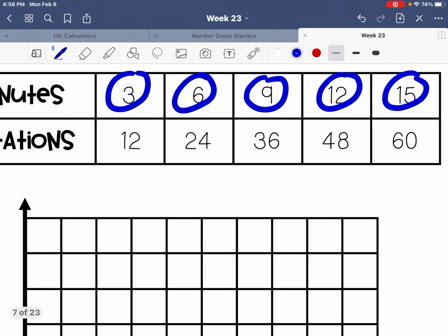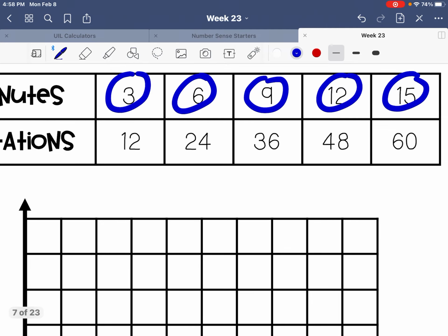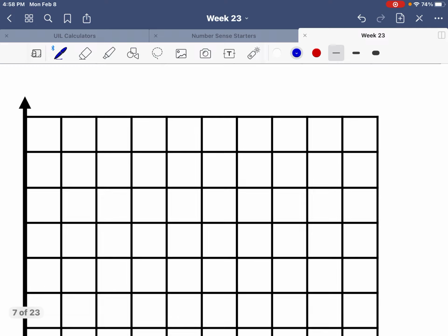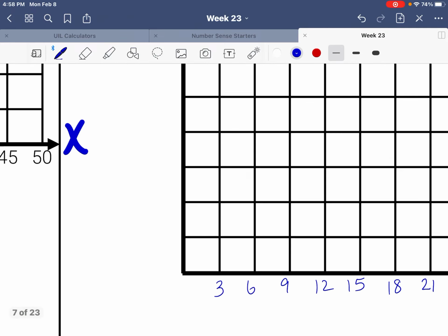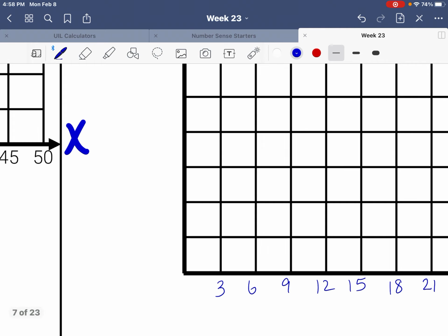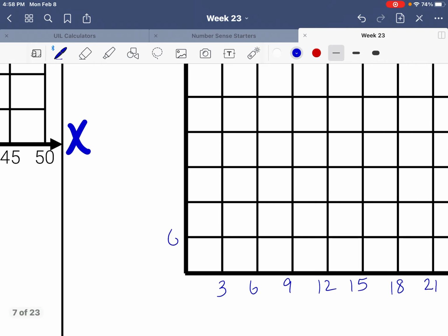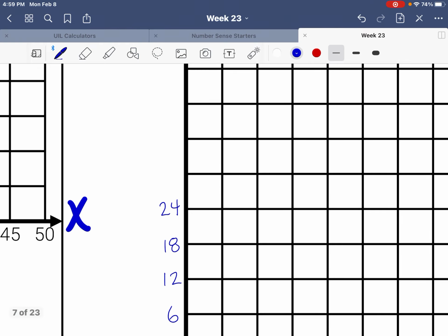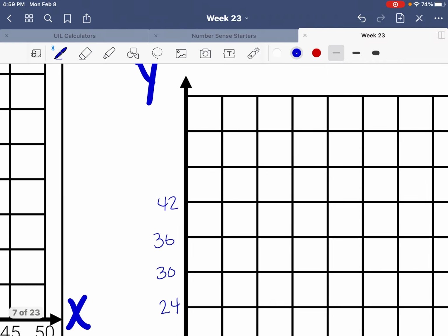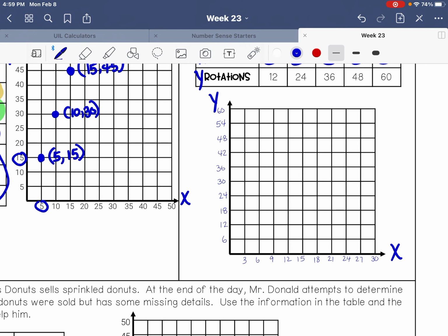The vertical numbers, the y's, are going to go by, it looks like 12s. So I'll do that on this side. We'll start with 12, or let's start with 6. I'll go by half. So 6, 12, 18, 24, come on, slide down, 30, 36, 42, 48, 54, and 60. There, now every point will fit on that graph.